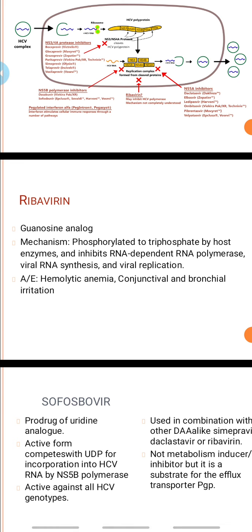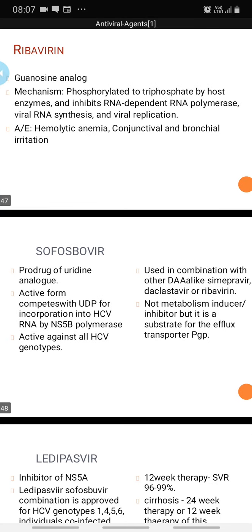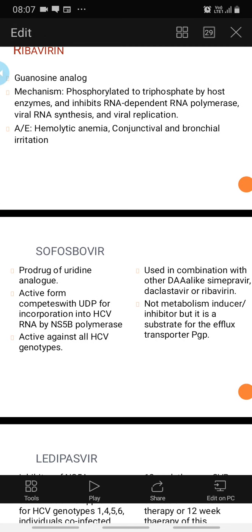But the adverse effects are hemolytic anemia and conjunctival and bronchial irritation. Sofosbuvir is a prodrug of a uridine analog. The active form competes with uridine diphosphate, UDP, for incorporation into HCV RNA by NS5B polymerase, and it is used in combination with simeprevir, daclatasvir or efavirenz.